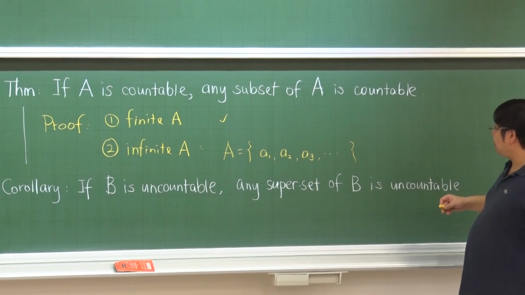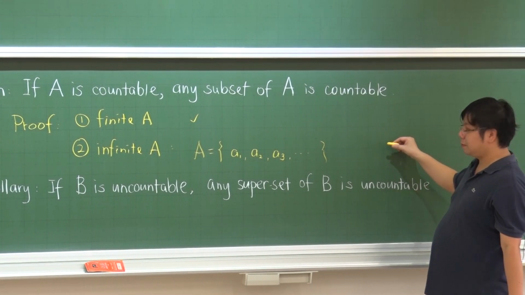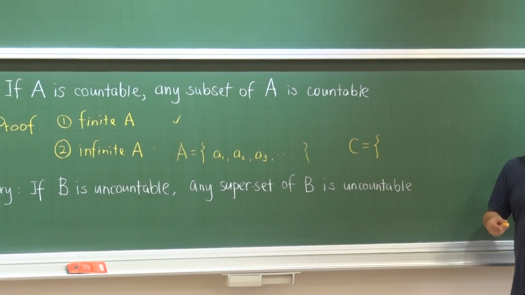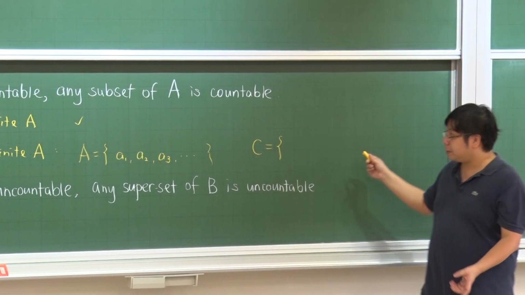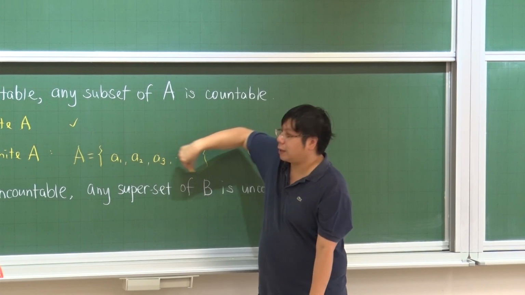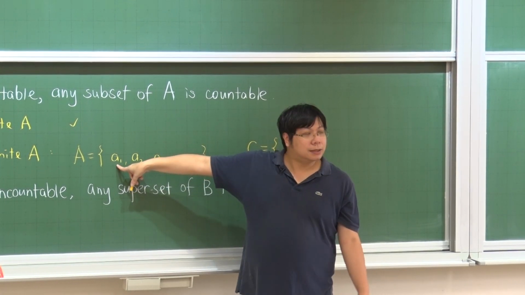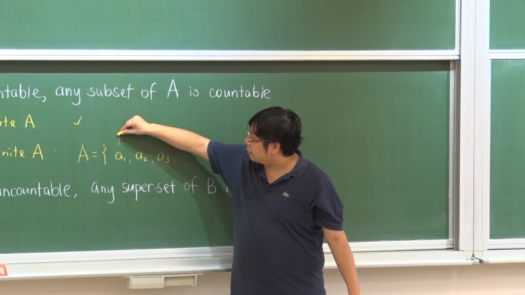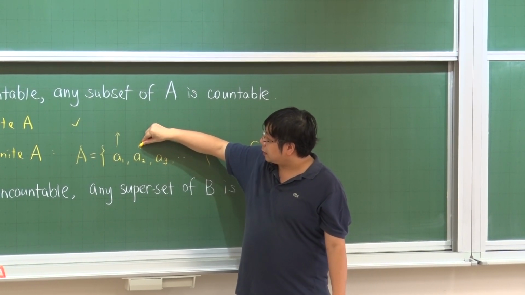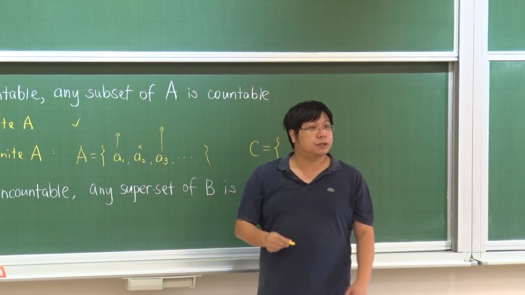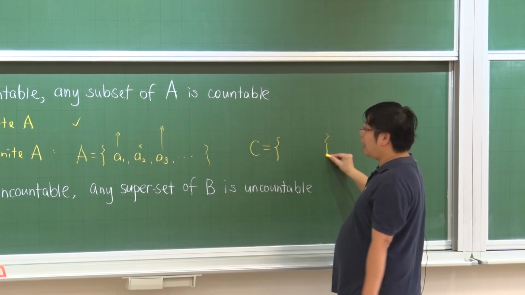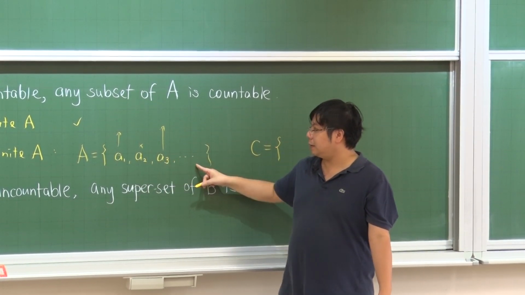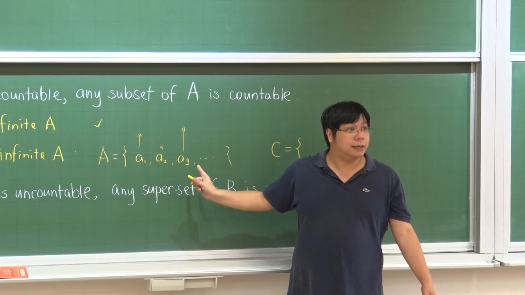So if I have a subset of A, let's call it C. C is the subset of A, then I can list out the items of C according to this order. I check whether this is in C or not. If this is in C, then I will list it out. If it is not in C, then I will not list it out. If it is in C, then I will list it out, and so on and so forth. Is that okay? So I'm going to list out the items in C in the order that they are listed out in A.